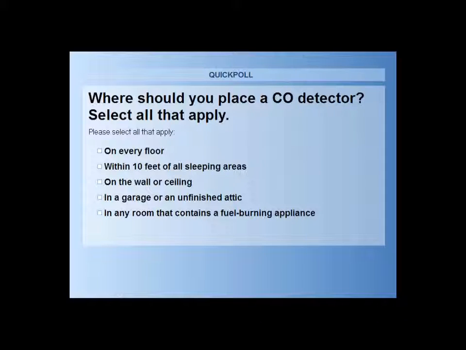Is a CO detector supposed to be on every floor? Is it supposed to be within 10 feet of all sleeping areas? On a wall or ceiling, in a garage or unfinished attic, in any room that contains a fuel-burning appliance? So go ahead and vote. We'd love all of you to take part in our polls here.